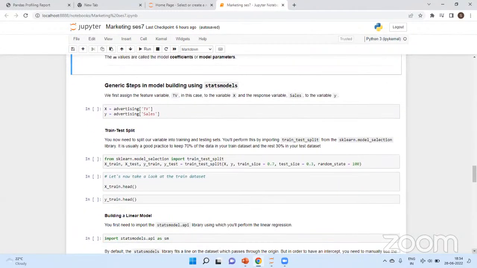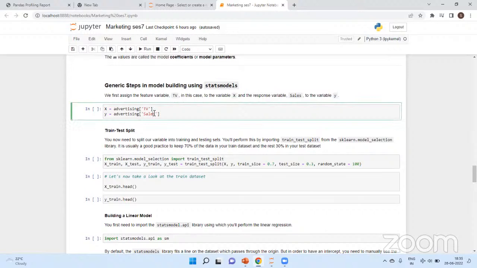So some steps. We first assign feature variables. In this case, the feature variable is X and the response variable is sales. As our concept is simple linear regression, we will give the relationship between TV and sales. Y is nothing but sales, and X is nothing but TV. Done.